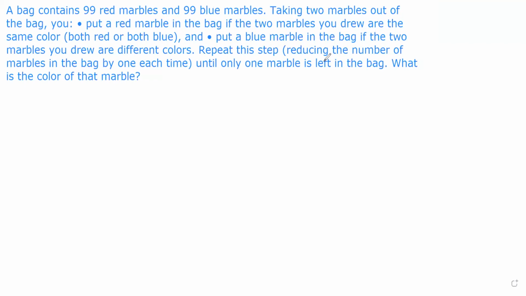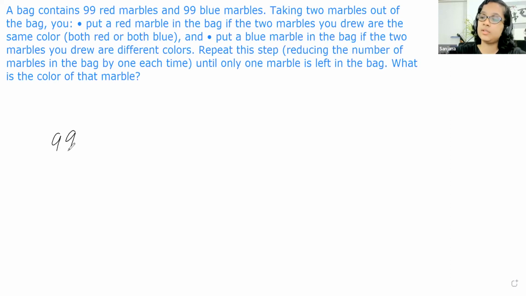Every time, if you look modulo 2, the blue marbles either reduce by 0 or they reduce by 2, so blue marbles remain constant modulo 2. Initially you have an odd number of blue marbles, which is 99. So at the end, if there's only one marble, it has to be blue. That's how you get it.